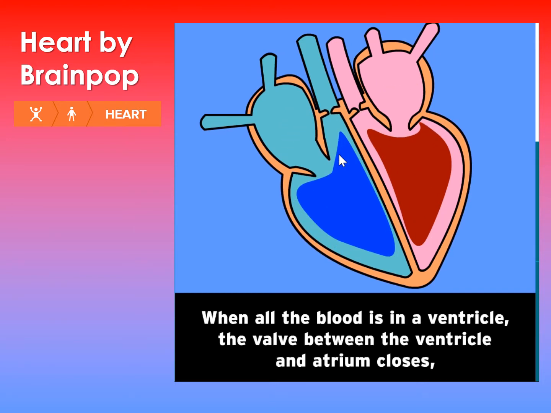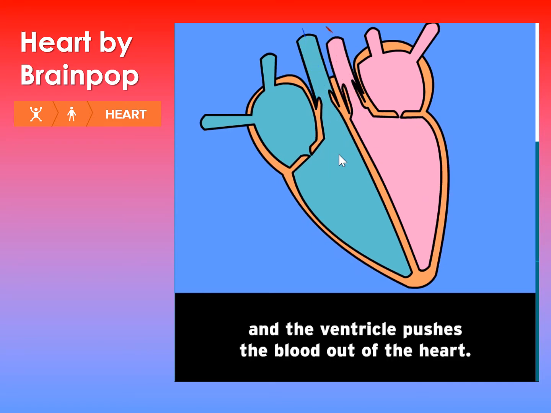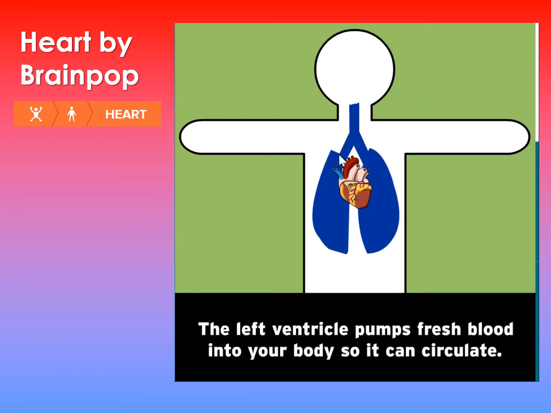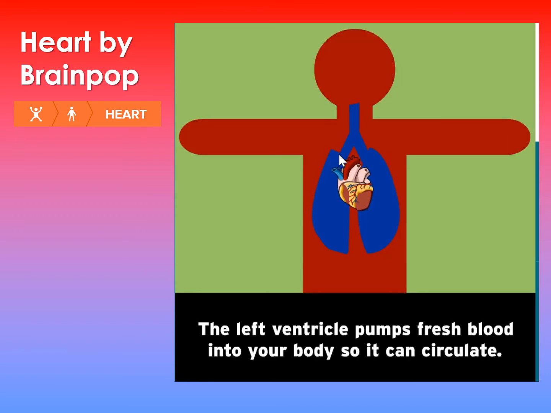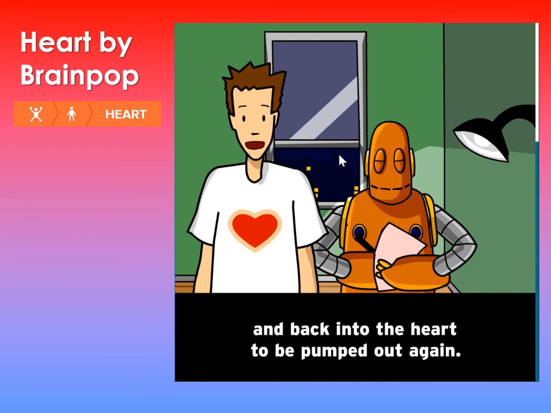When all the blood is in a ventricle, the valve between the ventricle and atrium closes, and the ventricle pushes the blood out of the heart. The right ventricle pumps old blood to the lungs. The left ventricle pumps fresh blood into your body so it can circulate. It takes about 1 minute for blood to circulate through your entire body and back into the heart to be pumped out again.